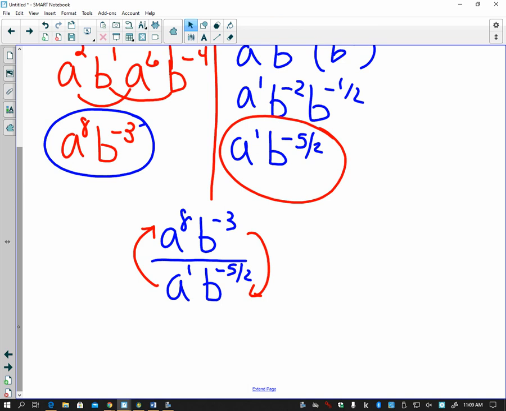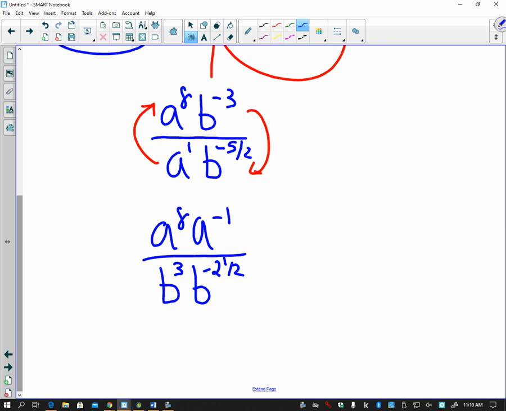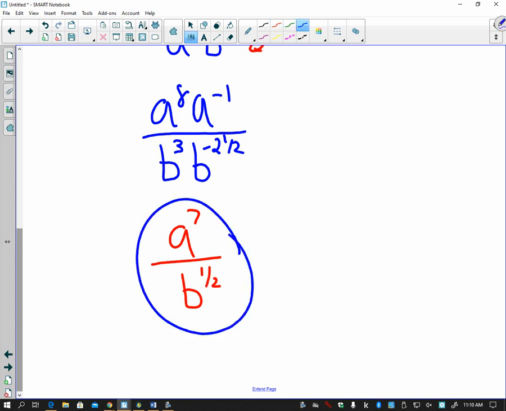So just so that we're seeing what is happening as we do that, we have a to the 8th, a to the negative 1st. Down here we've got b to the 3rd, and b to the negative 2.5, if it helps to see it that way. Carry this down again. So finally, we have a to the 7th and b to the positive 1/2. There are lots of places to make mistakes on a question like this.